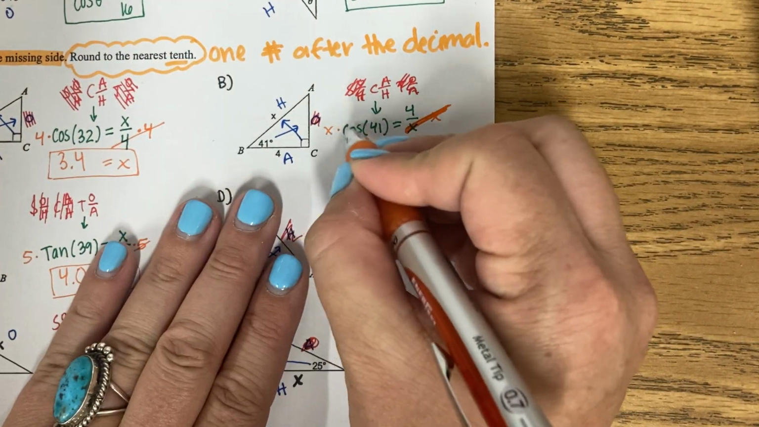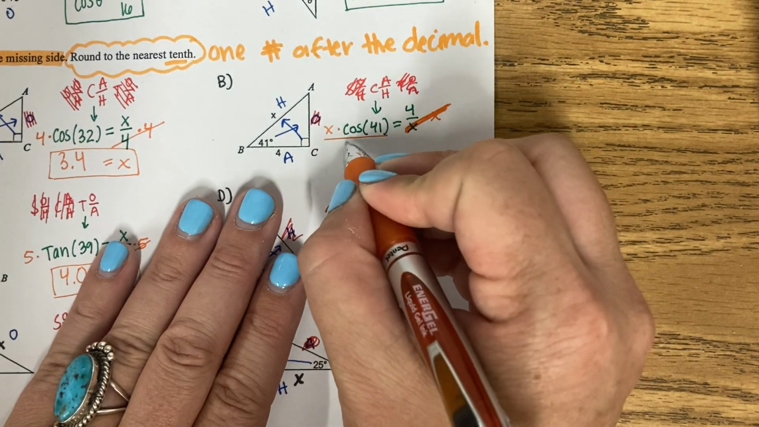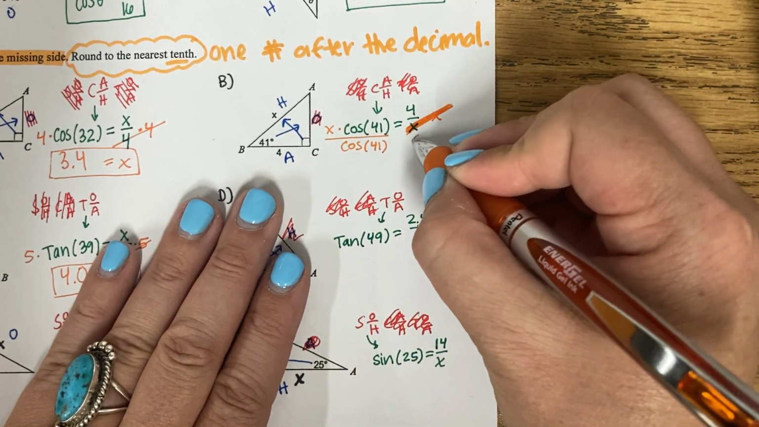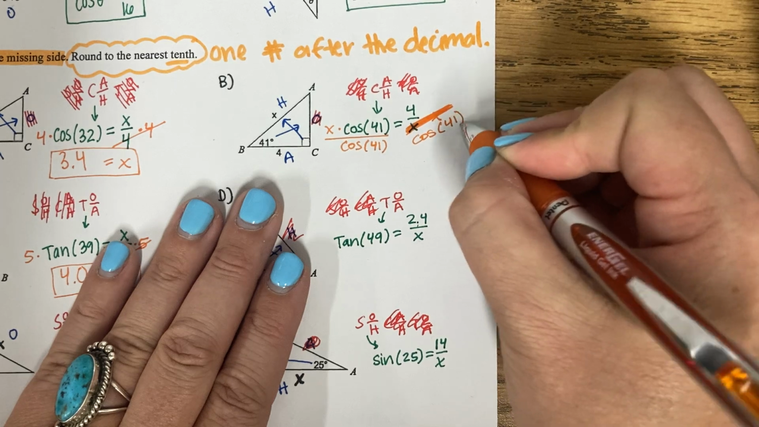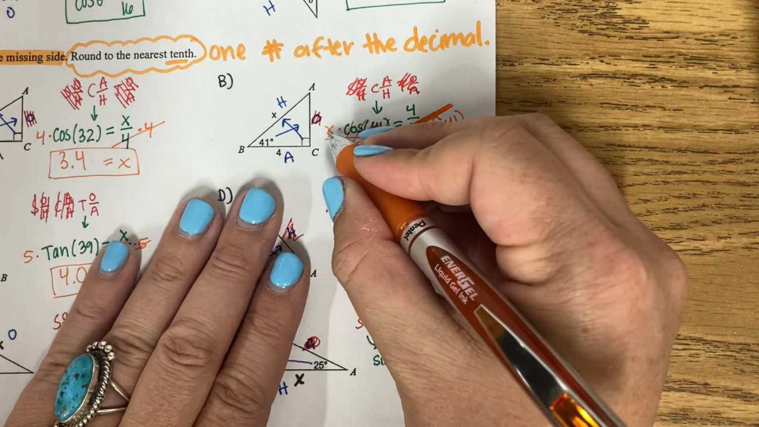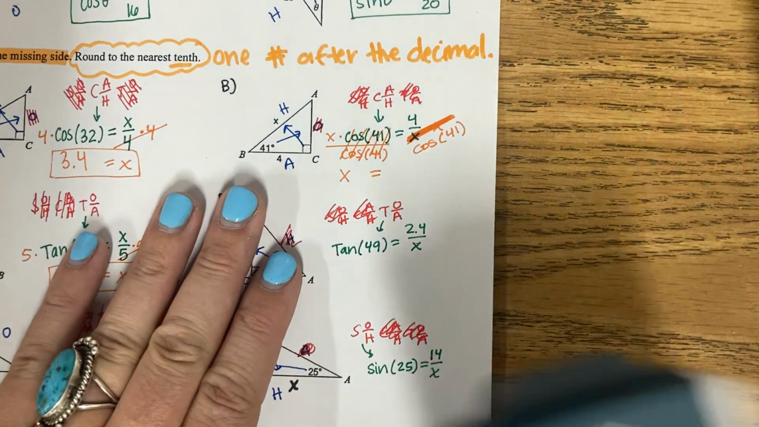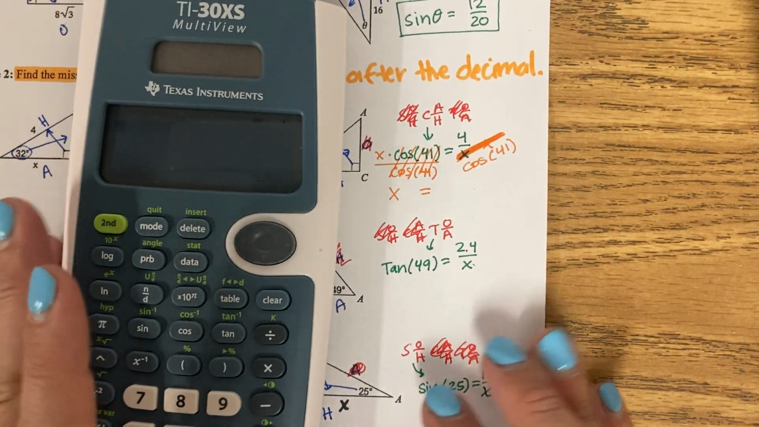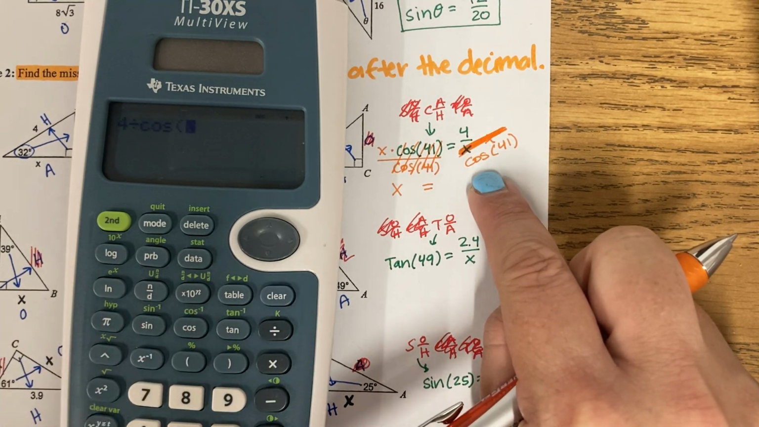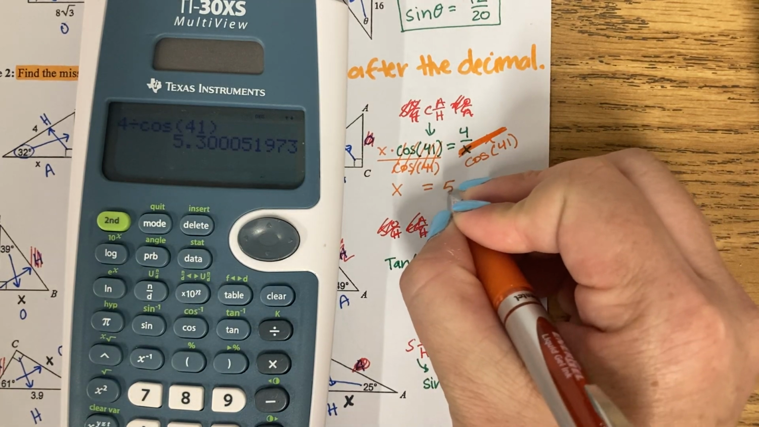So in order to get x alone now, that I've moved it and it's no longer a fraction, I'm going to divide by cosine of 41. That eliminates the cosine. X is alone and it's not in a fraction anymore, it's just x equals, and you're going to enter 4 on top divided by cosine of 41. That's 5.3.